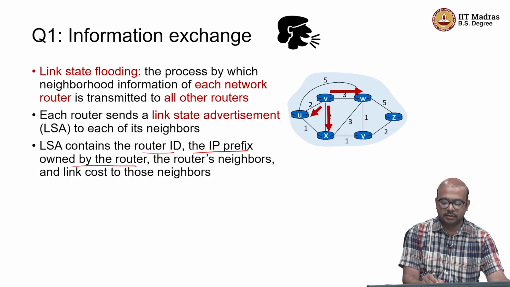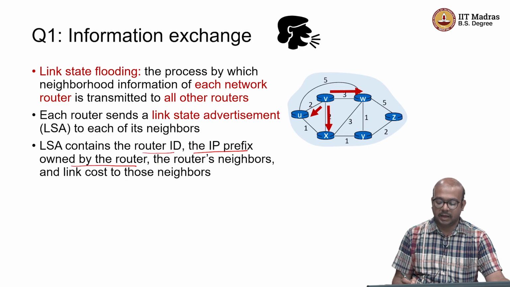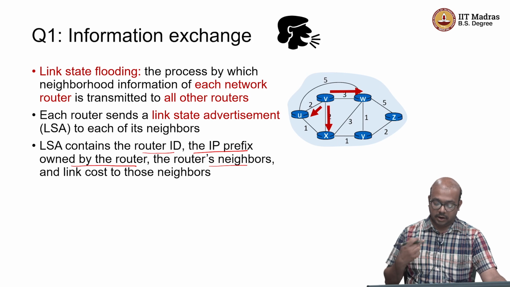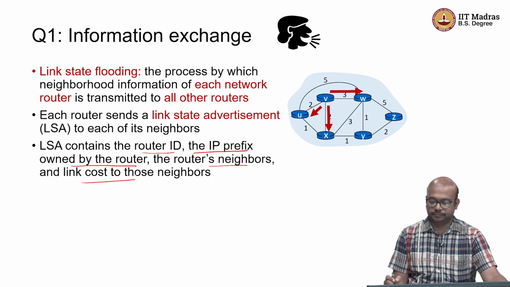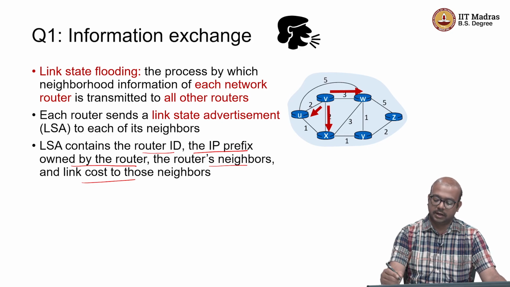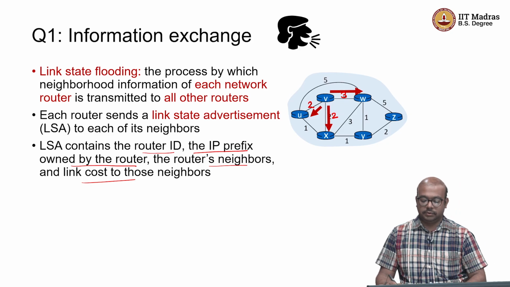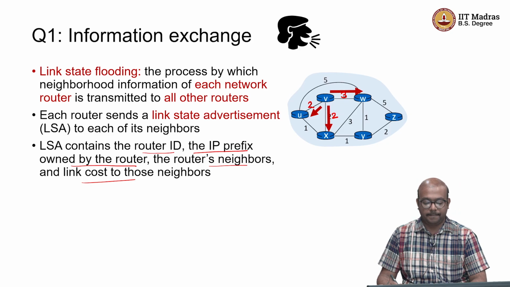So router ID is there, the router has to be identified, the IP prefix which is owned by the router, and the router's neighbors. The router is going to have a host of direct hop neighbors to whom it is directly connected. It does not have to go through another router to reach that host or rather router, and the link cost to those neighbors. Here we are showing this example that this is UV, this is 2, VW, this is 3 and so on, right. So these are also something that are taken into account, okay. So this is going to form the message structure for the link state advertisement.